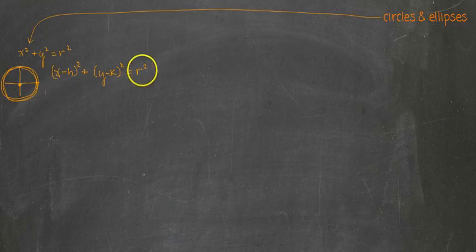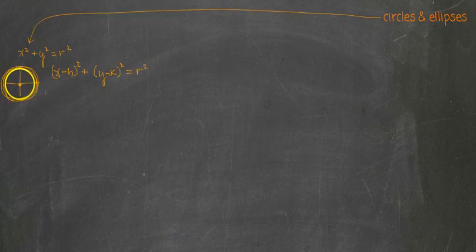And so this would dilate the radius. If the radius changes, the circle would get smaller or larger. And h and k, both being cattywampus in this case, would translate the circle, the center of the circle, up and down and back and forth on the x and y axis.